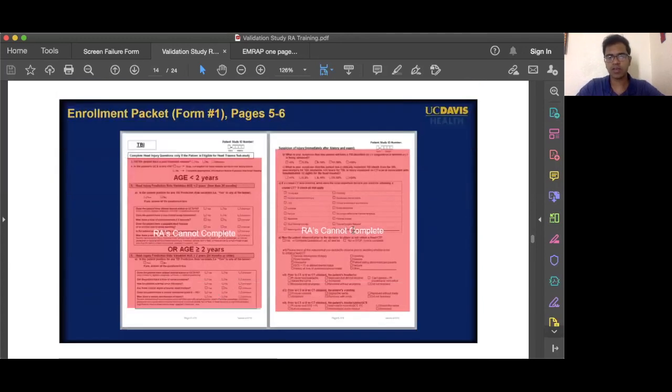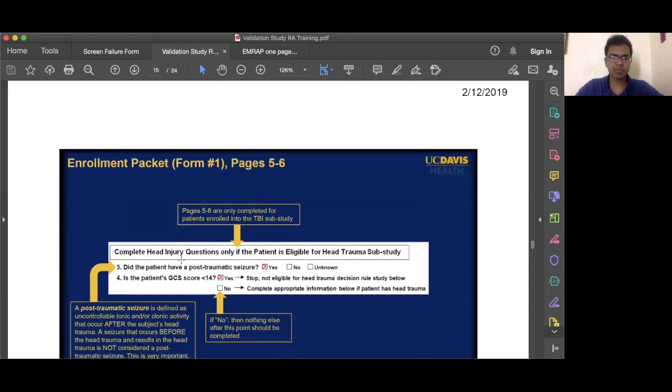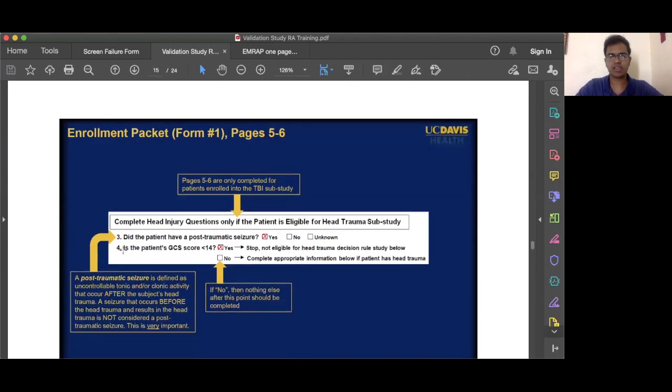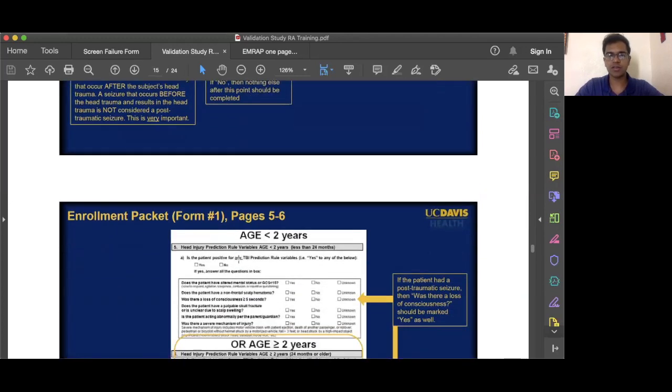And we're just going to look through the TBI really quickly to kind of see where you'd want to potentially double check to see if it's been filled out correctly or not. So one of the first areas is number 4. You can see that if their GCS is less than 14, then they would just stop. If it's no, then they would go ahead and continue the TBI form.